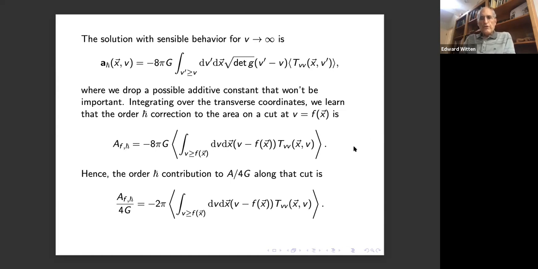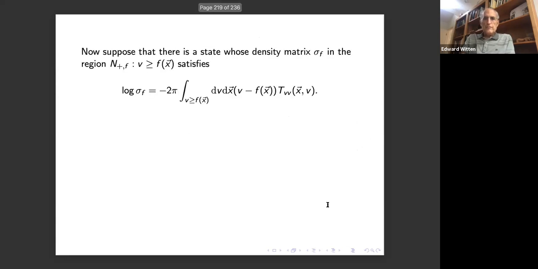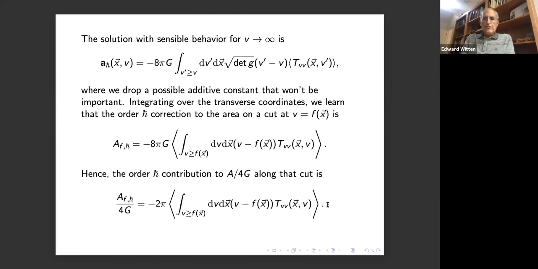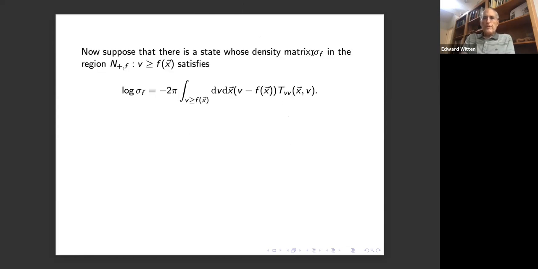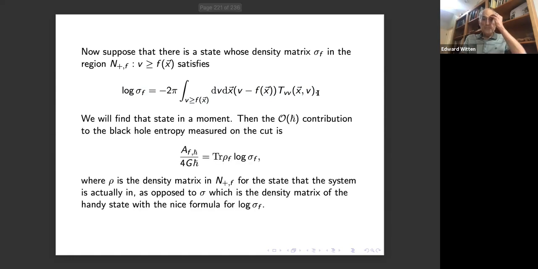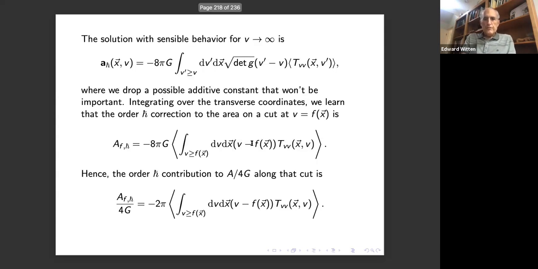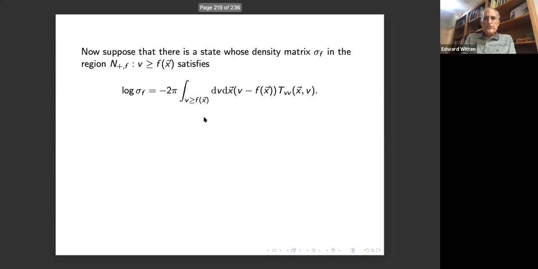So the order H bar correction to A over 4G along a cut is this. To put the pieces together of what I've told you, suppose there's a state whose density matrix sigma F in the region to the future of the cut satisfies this. We'll find that state in a moment, but to let the cat out of the bag, for Schwarzschild black holes, the Hartle-Hawking state. Then the order H bar correction to the black hole entropy, well, it's given by this formula, but if there's a state where that is log sigma F.